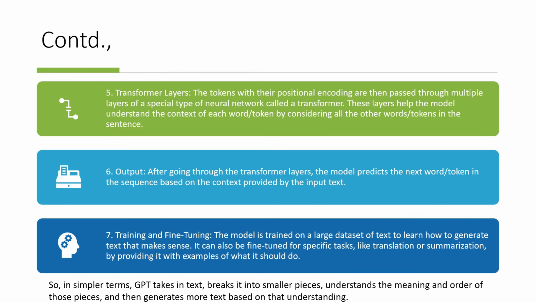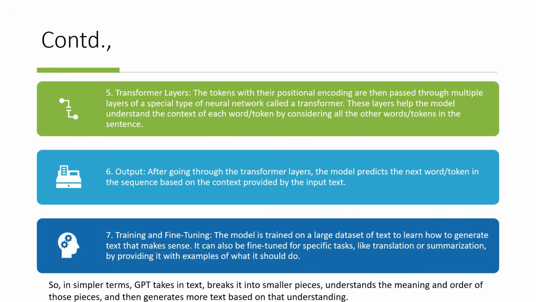And then comes the training and the fine tuning. The model is trained on a large data set of text to learn how to generate text which will be contextual and which will make sense. It can also be fine tuned for specific tasks like translation or summarization by providing it with some simple examples, and that's very easy to go ahead with.